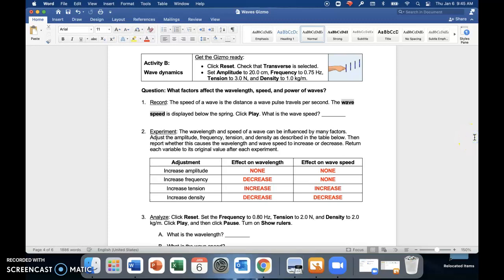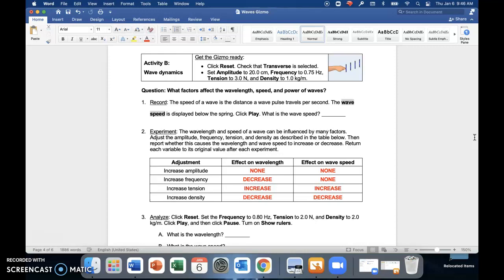Okay, one of the first things I wanted to do today with you was go over the gizmo that you guys did in the previous class. There were certain parts of it I wanted to take time to explain to make sure you understood what was going on. I thought part A with the transverse waves and longitudinal waves was pretty self-explanatory, so I'm going to hop right down here to part B in wave dynamics.